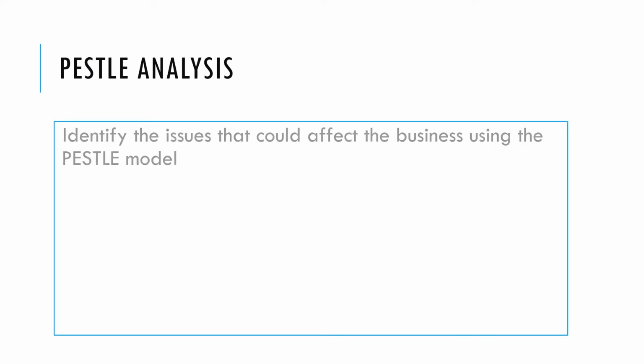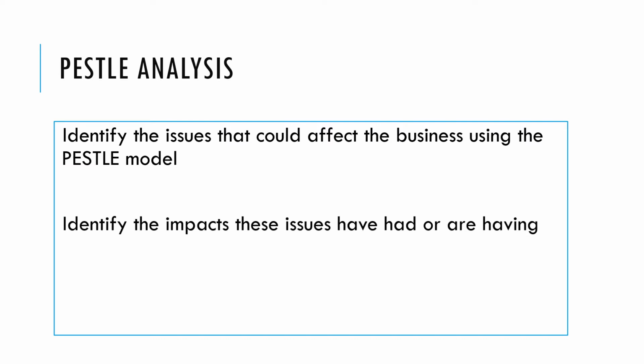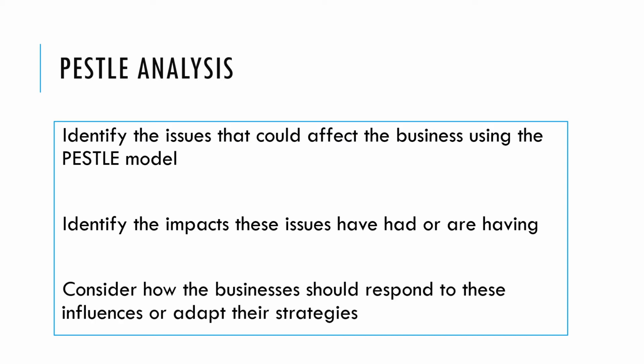So in a PESTLE analysis, firstly we identify issues that could affect the business using each of those categories. What are the political issues that might be affecting the business? What are the economic issues that might be affecting the business? And so on. We then identify the impacts these have had, or are having, or perhaps will have in the future. And then we consider how we should respond to these influences. Do we need to adapt and change our strategies as a result of these influences from the external environment?